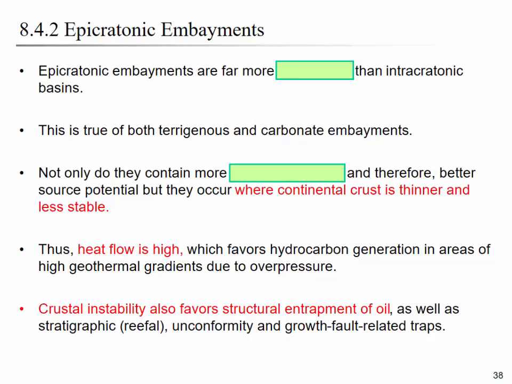So this is the feature of the epicratonic embayments. Epicratonic embayments are far more prospective than the intracratonic basin. And this is true of both terrigenous and carbonate embayment. And not only do they contain more marine sediments, therefore better source potential, but they occur where the continental crust is thinner and less stable.